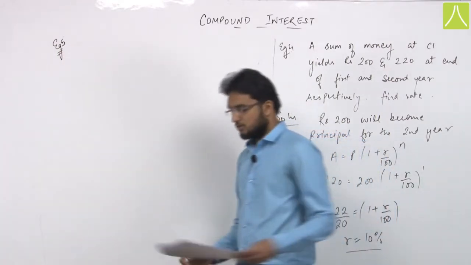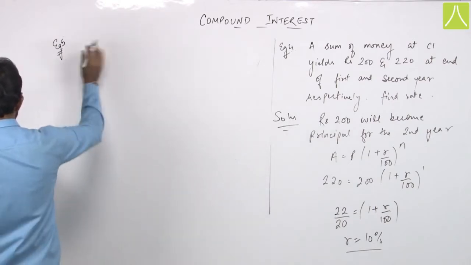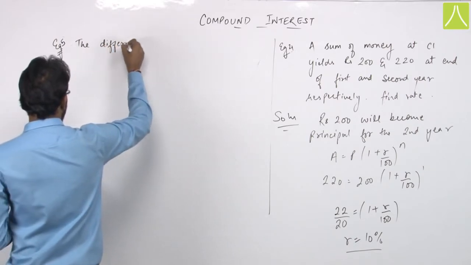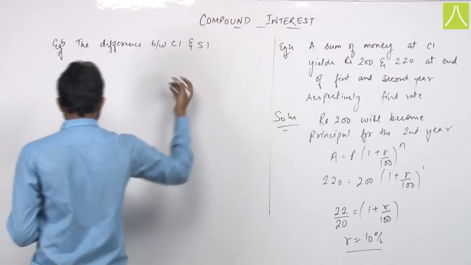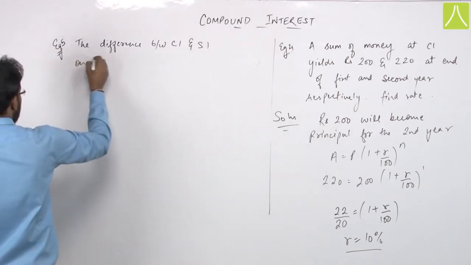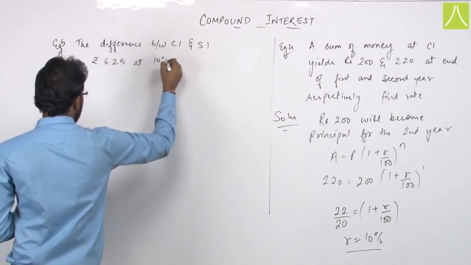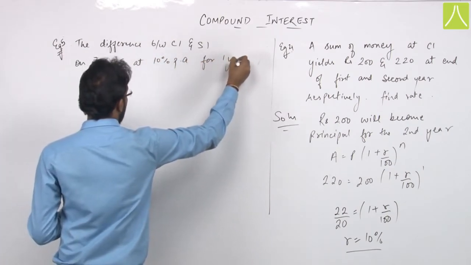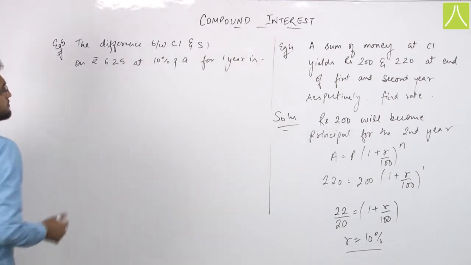Moving on to another question, let us say the difference between compound interest and simple interest, both compounded annually on rupees 625 at 10% per annum for 1 year is. You have to find the difference between the simple interest and the compound interest for this year.